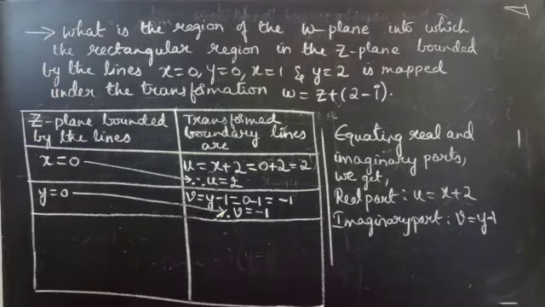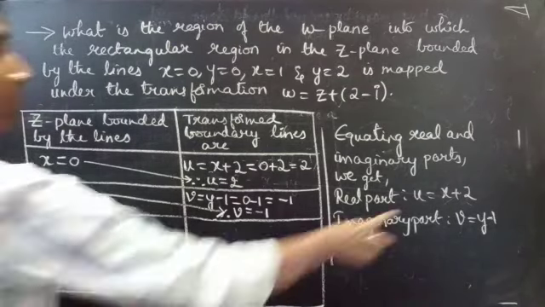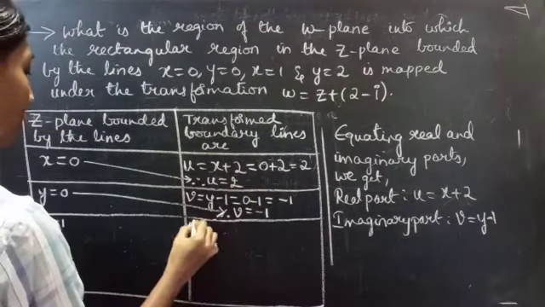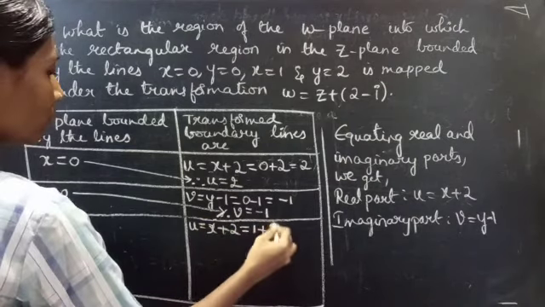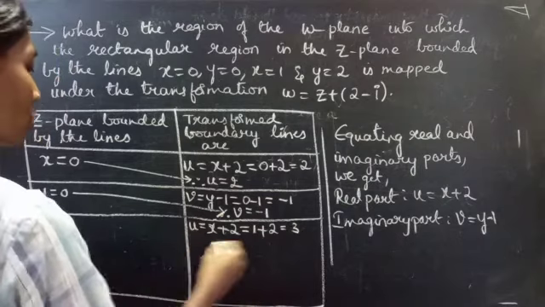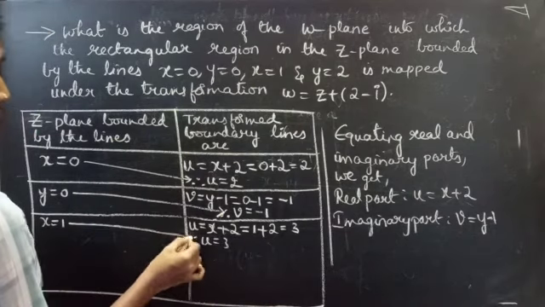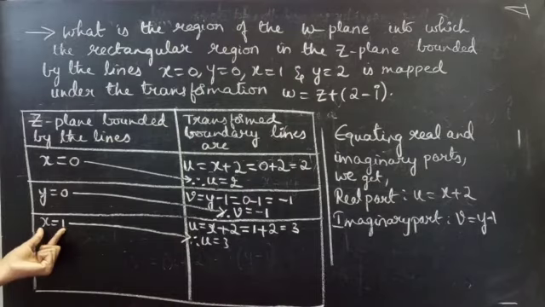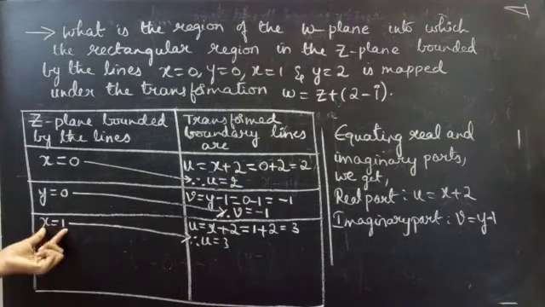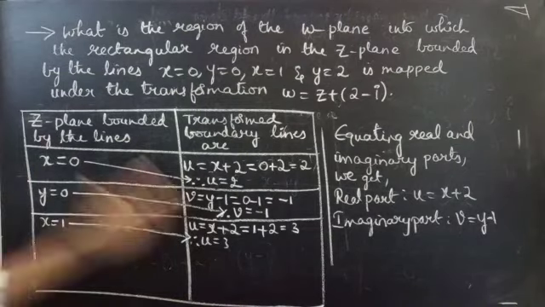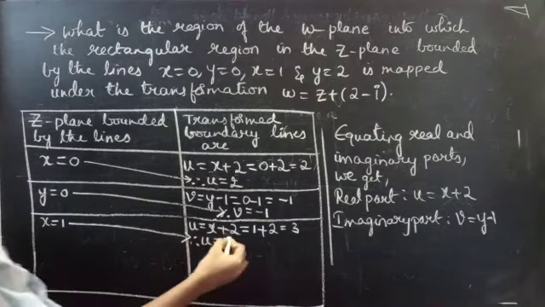Next, x equals 1. You have x in the real part, so consider u equals x plus 2. Now put x equals 1, you get 1 plus 2 equals 3, so u equals 3. That means the line x equals 1 in the z plane is transformed to the line u equals 3 in the omega plane.